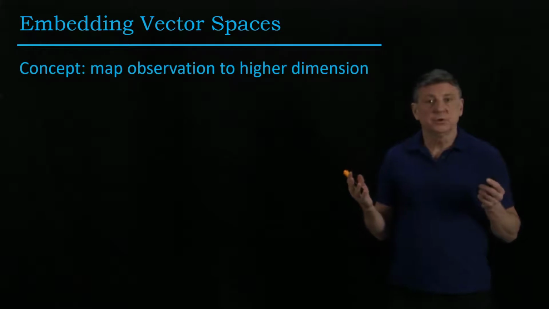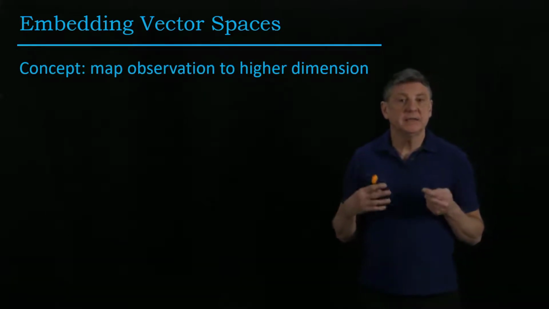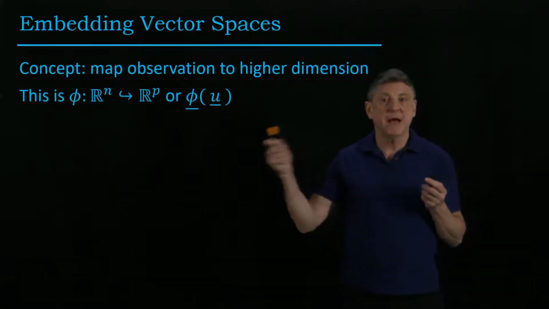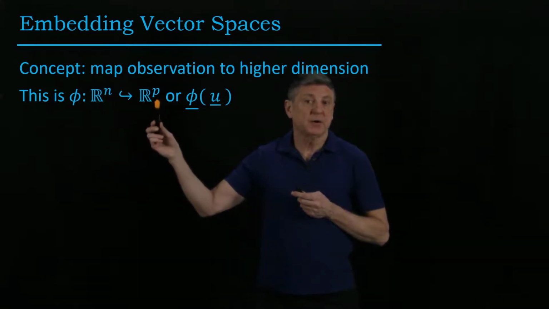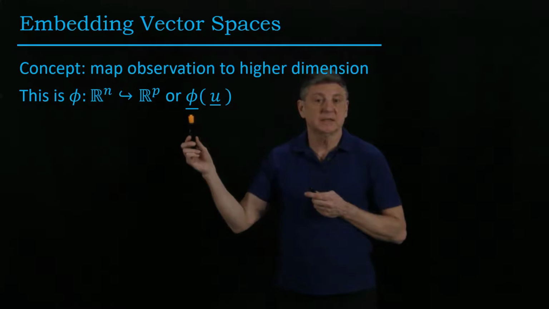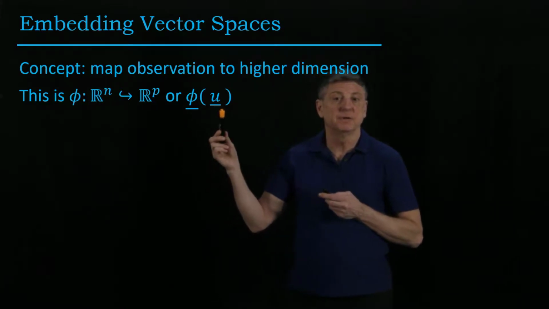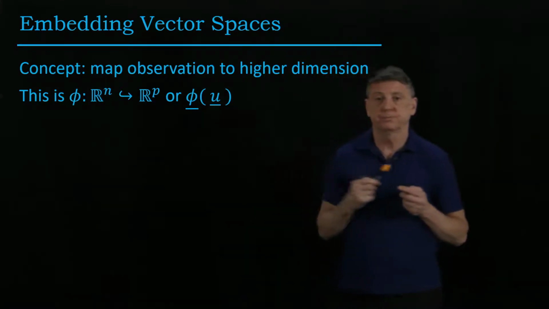So what we were doing was we were embedding these in a higher dimension, and that was mapping our original data, which have n variables, into a higher dimensional space, and we can write this as an embedding function of observation, in this case u.